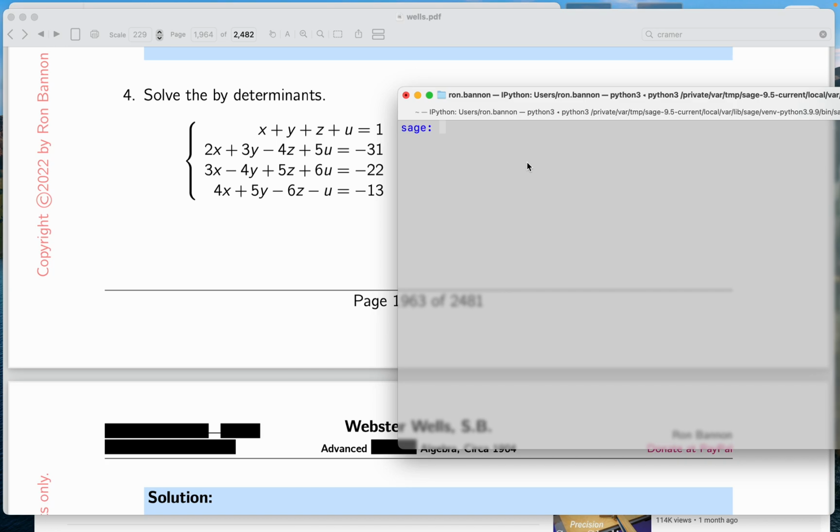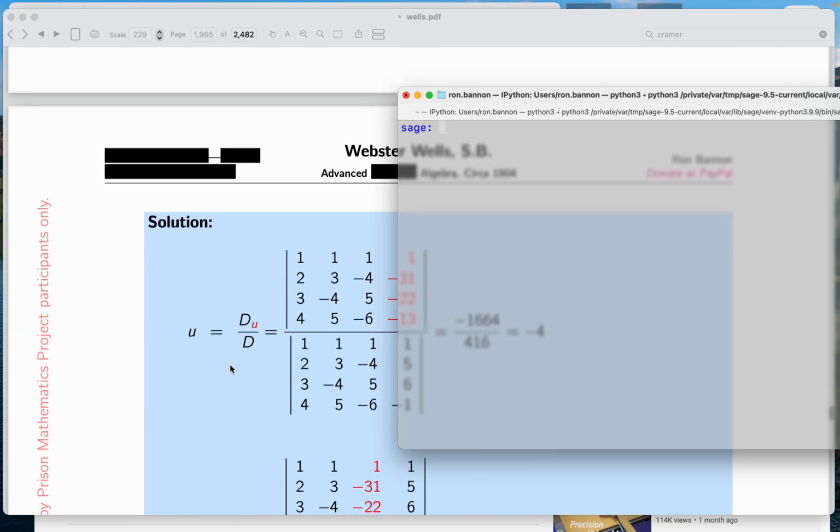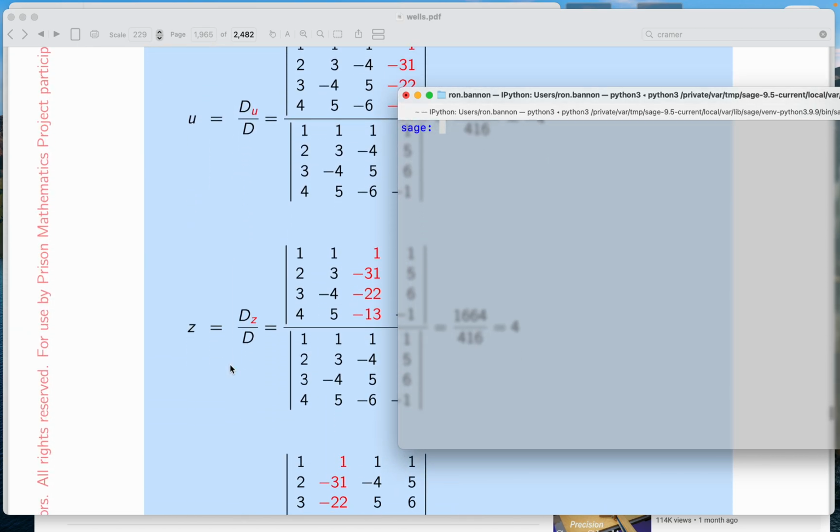Okay, so what are we given here? We're given a 4 by 4 system. We're asked to solve by determinants. I do go through that, by the way. I find that difficult, to be honest with you.